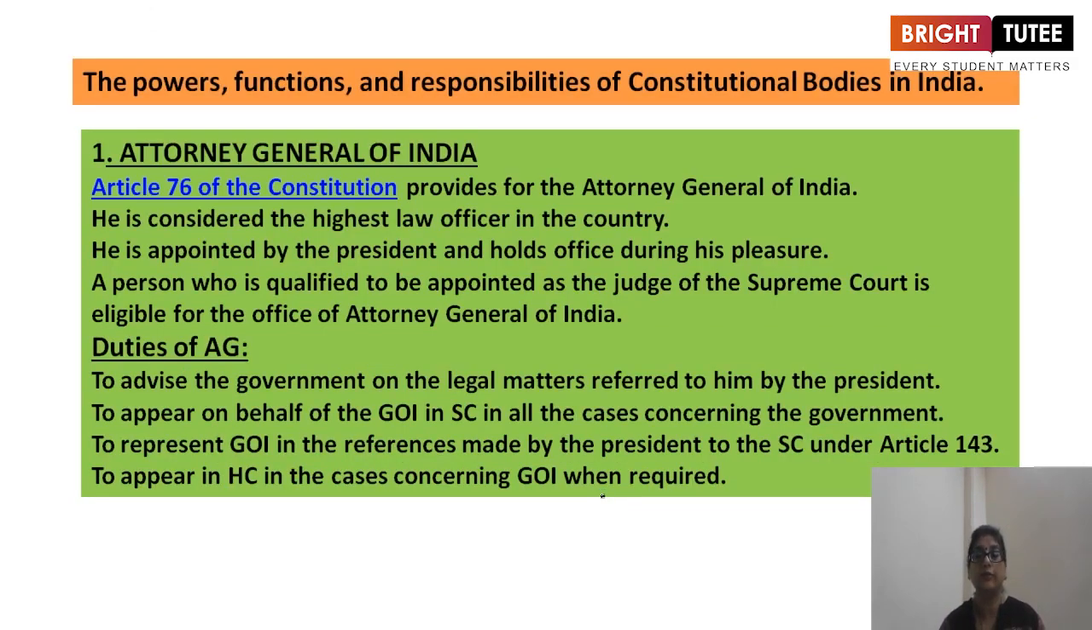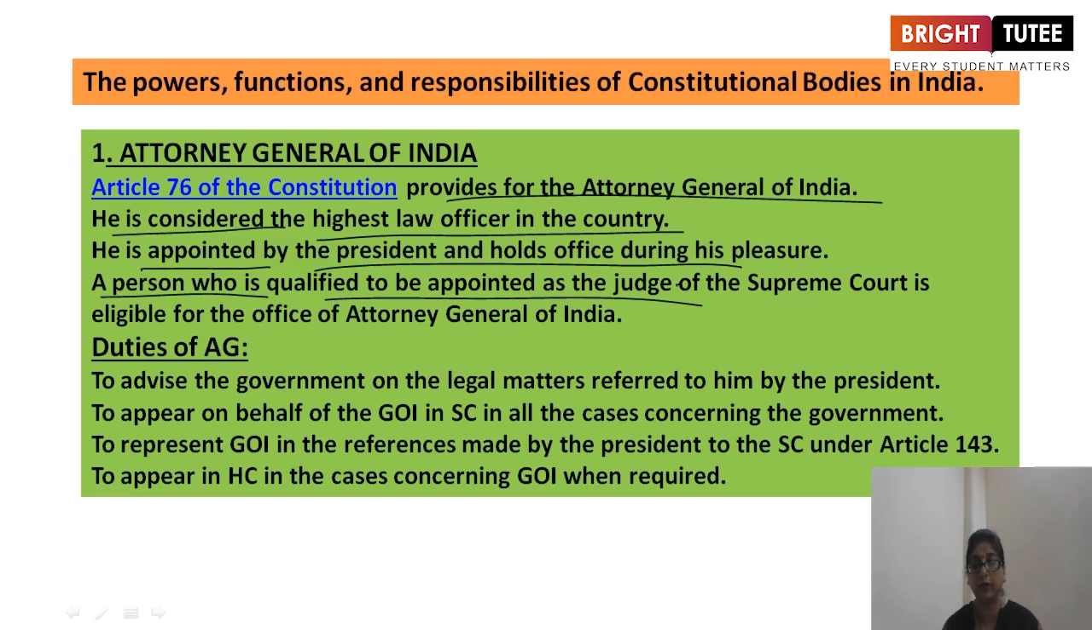Now the Attorney General of India. Article 76 of the Constitution provides for the Attorney General of India. He is considered the highest law officer in the country. He is appointed by the President and holds office during the pleasure of the President, and a person who is qualified to be appointed as a judge of the Supreme Court is eligible for the office of Attorney General of India.